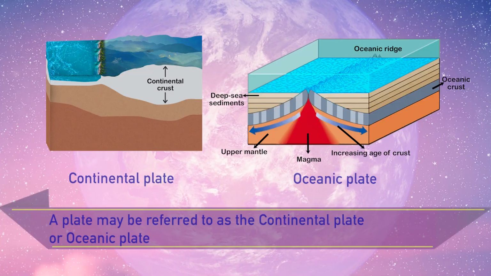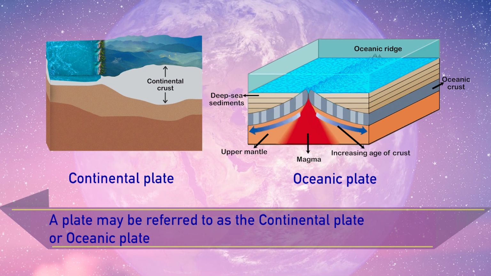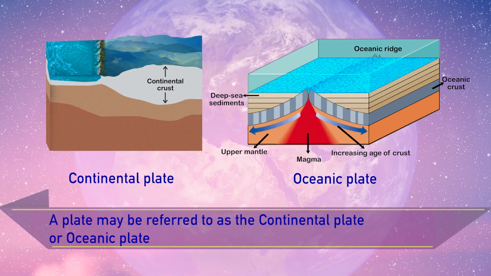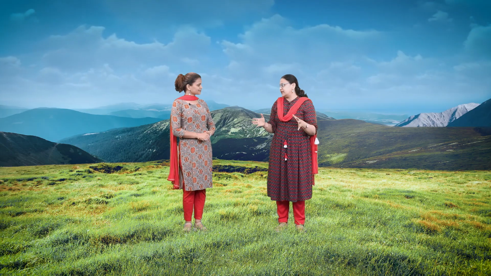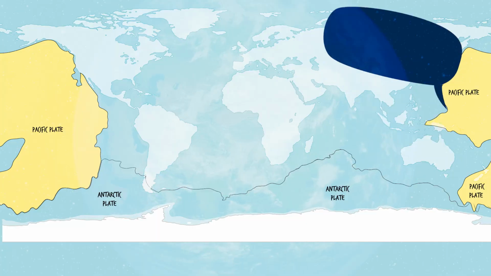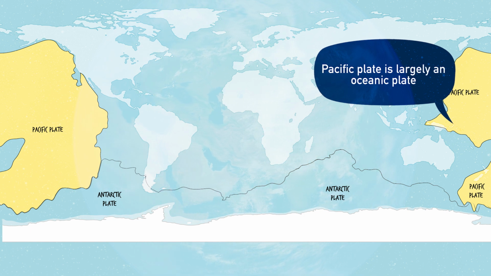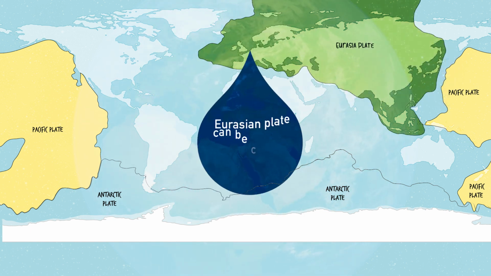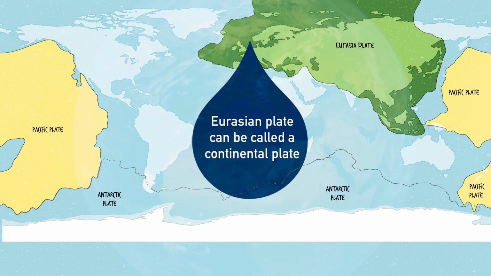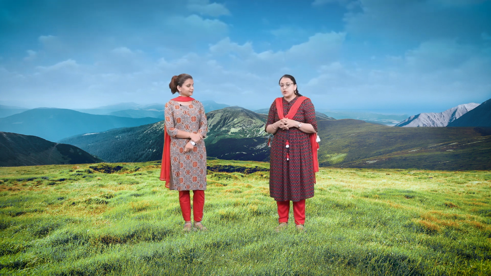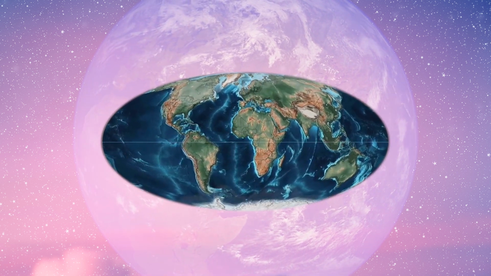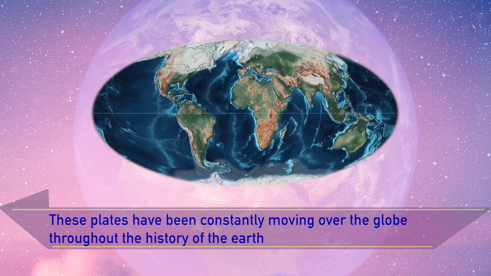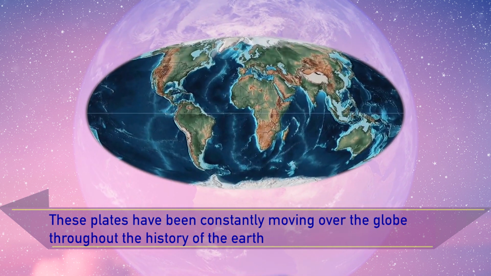No, a plate may be referred to as the continental plate or oceanic plate, depending upon which of the two occupy a larger portion of the plate. For example, Pacific plate is largely an oceanic plate, whereas the Eurasian plate can be called a continental plate. In fact, these plates are not static, but they keep on moving. These plates have been constantly moving over the globe throughout the history of the Earth.